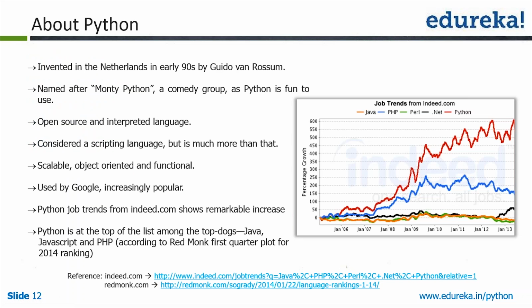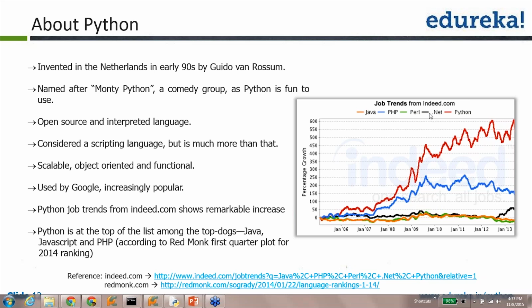Now here is some historical background on Python. Python was invented in Netherlands by Guido van Rossum, and it is named after a famous comedy group in London called Monty Python. It is open source and interpreted, so anyone can download the Python interpreter, any version, and get started. So it does not prohibit anyone from learning it.